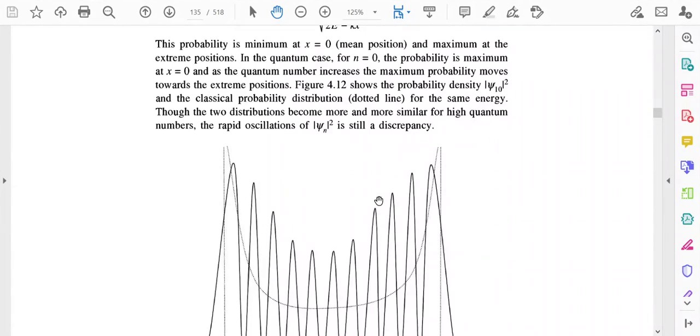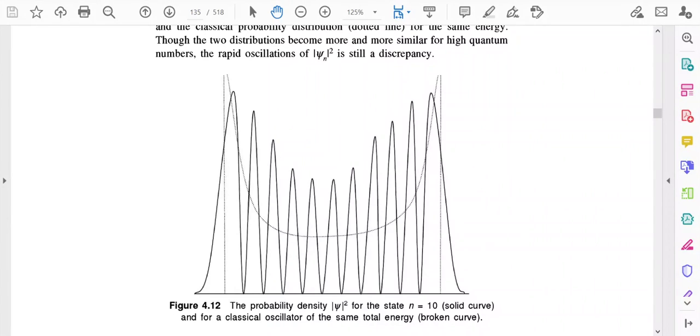Now let us see a figure for the probability density psi square for the state n equal to 10. Here two curves are shown. One is a solid curve, which is for the quantum mechanical harmonic oscillator, and the dotted curve is for the classical harmonic oscillator. You see that for n equal to 10, the maximum value of the quantum mechanical oscillator is very close to the maximum value of the classical harmonic oscillator.